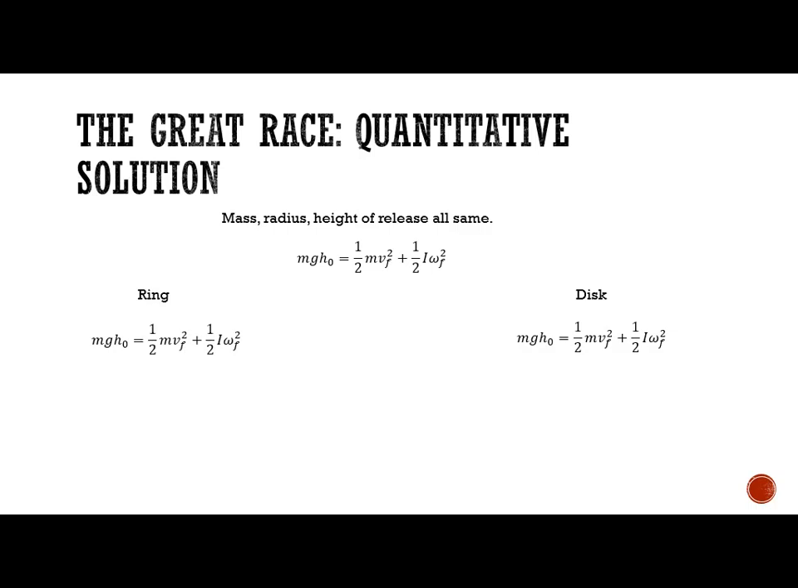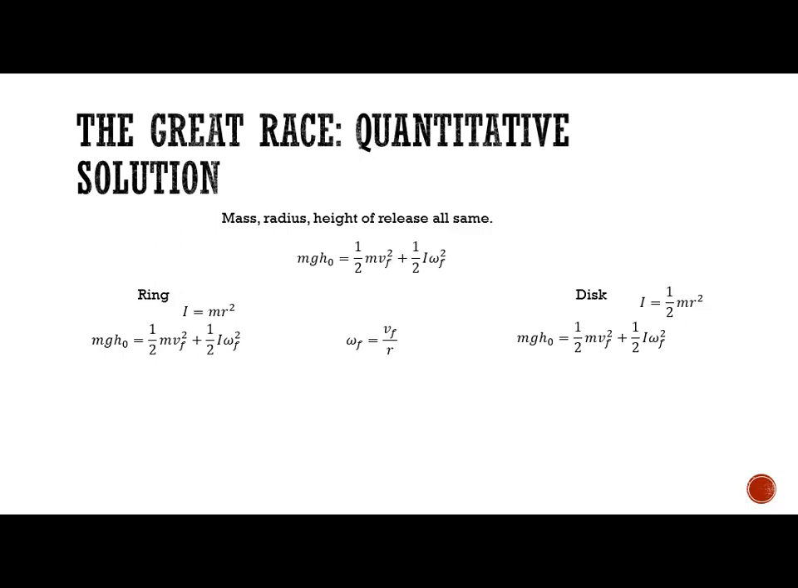Now there's a few other things we're going to do here. We're going to separate the ring and the disk. One thing I'm going to do is say omega final is equal to v final over r. This makes our life a little bit easier. How this works is that if this object is turning, remember omega times r equals v. So v over r must be omega. What that's going to do is allow me to substitute that in and get rid of omega final.